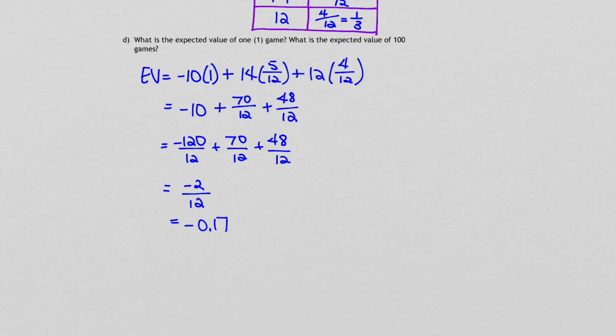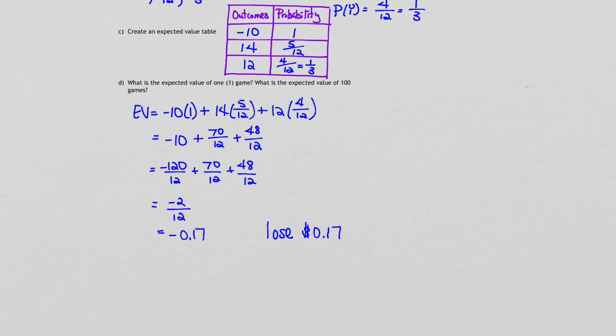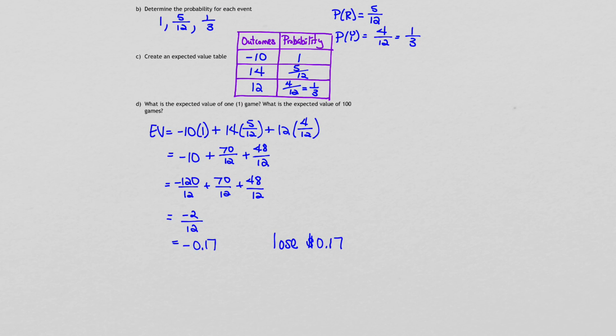-0.17. So what this says here is that your expected value is to not get -17 cents. That's not possible. But to lose 17 cents. So would this be a good game for you to play? No, it's not. It's not losing a huge amount. So you still got probably a good chance of winning something. But you definitely have a greater chance of losing than you do of winning.